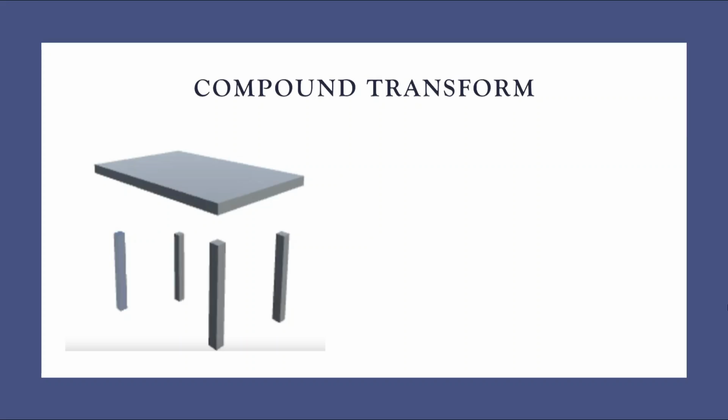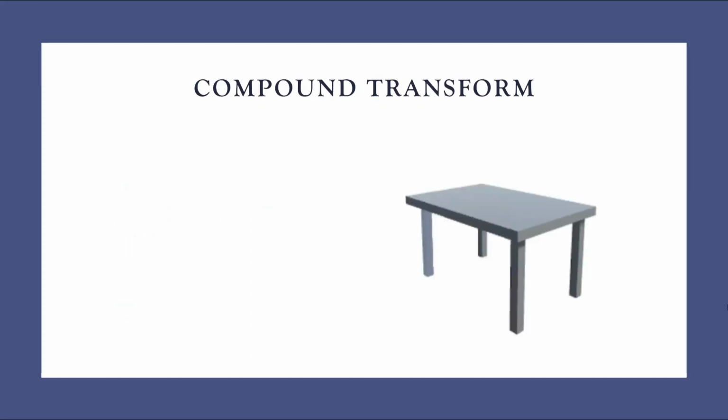Now, suppose I want to transform this complete table to another place. If compound transformation is not there, the top has to be moved once and then all the four legs have to be moved once. So a total of five operations I need to perform. But by using compound transformations, all of these can be treated as one object and moved to another position or rotated. All transformations can be done as a compound transformation. So we can do translate, rotate, scale on an individual object or on a collection of objects also.